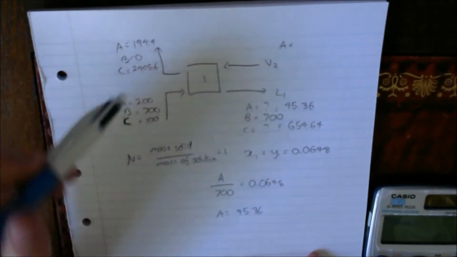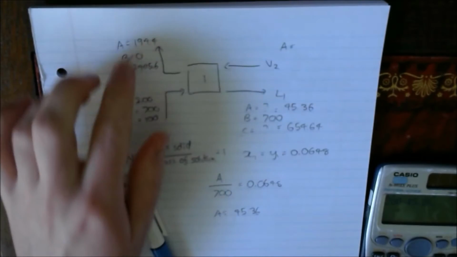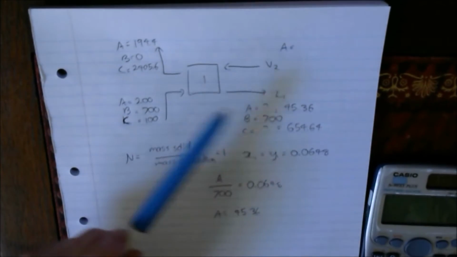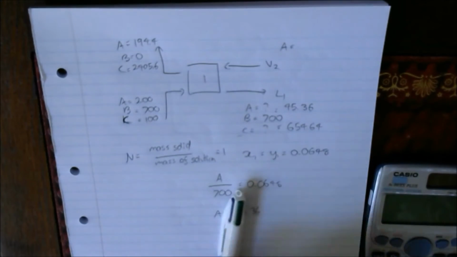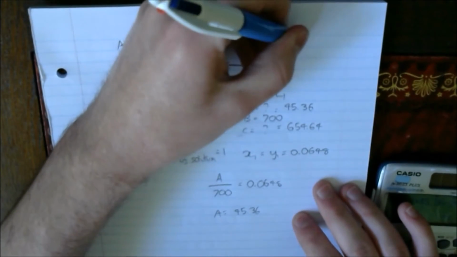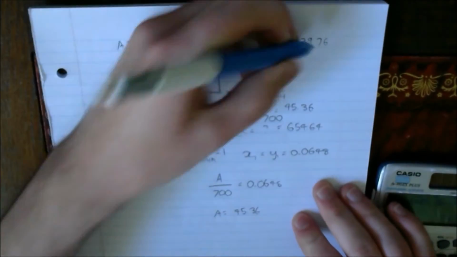So A is going to be equal to what comes in minus what comes out, so 200 minus 45.36 minus, sorry, it's going to be what comes out minus what comes in. It's going to be 194.4 plus 45.36 minus 200. That's going to be 39.76. B is equal to 0, again because it's overflow.